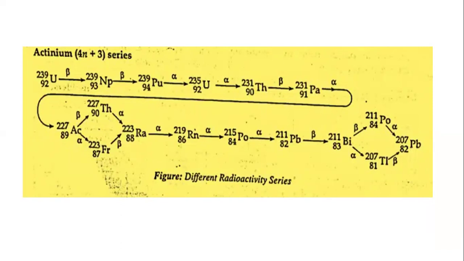Here also, alpha and beta disintegration give thorium and francium, and alpha and beta disintegration give radium, and alpha disintegration gives radon. Alpha disintegration gives polonium 84, and alpha disintegration gives lead, and beta disintegration gives bismuth. Again, alpha and beta disintegration give polonium and thallium, and alpha and beta disintegration give lead.